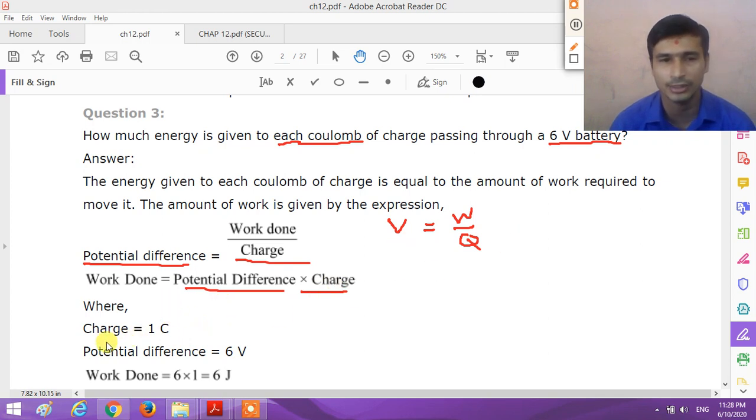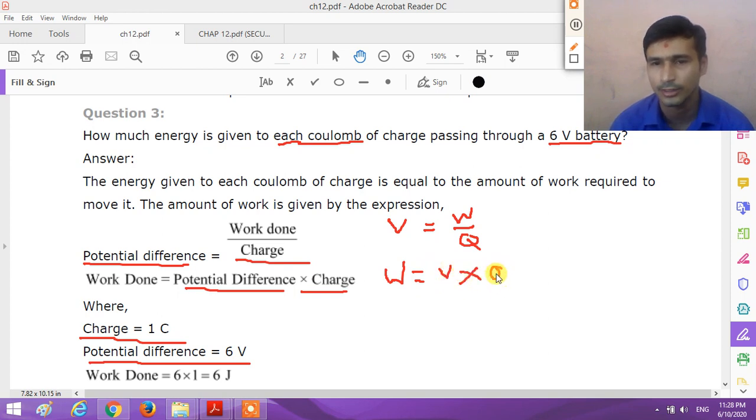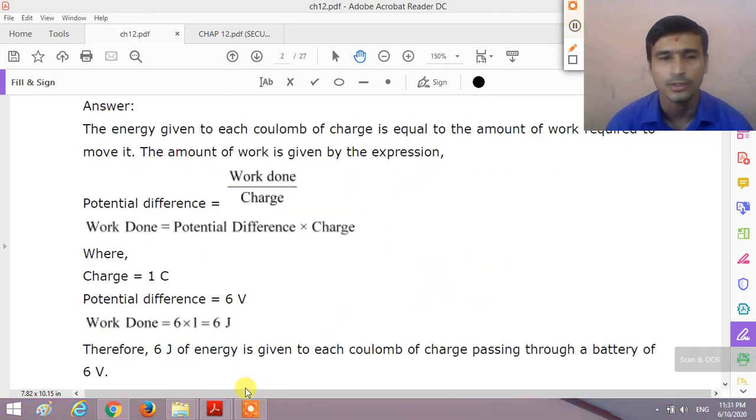So here the charge Q is given to you as 1 coulomb and the potential V is given as 6 volt. So we can calculate the energy: W is equal to V into Q, V multiplied by Q. V is 6 volt and Q is 1 coulomb. We get the energy of 6 joule. So we can write the answer: 6 joule of energy is given to each coulomb of charge passing through a battery of 6 volt.